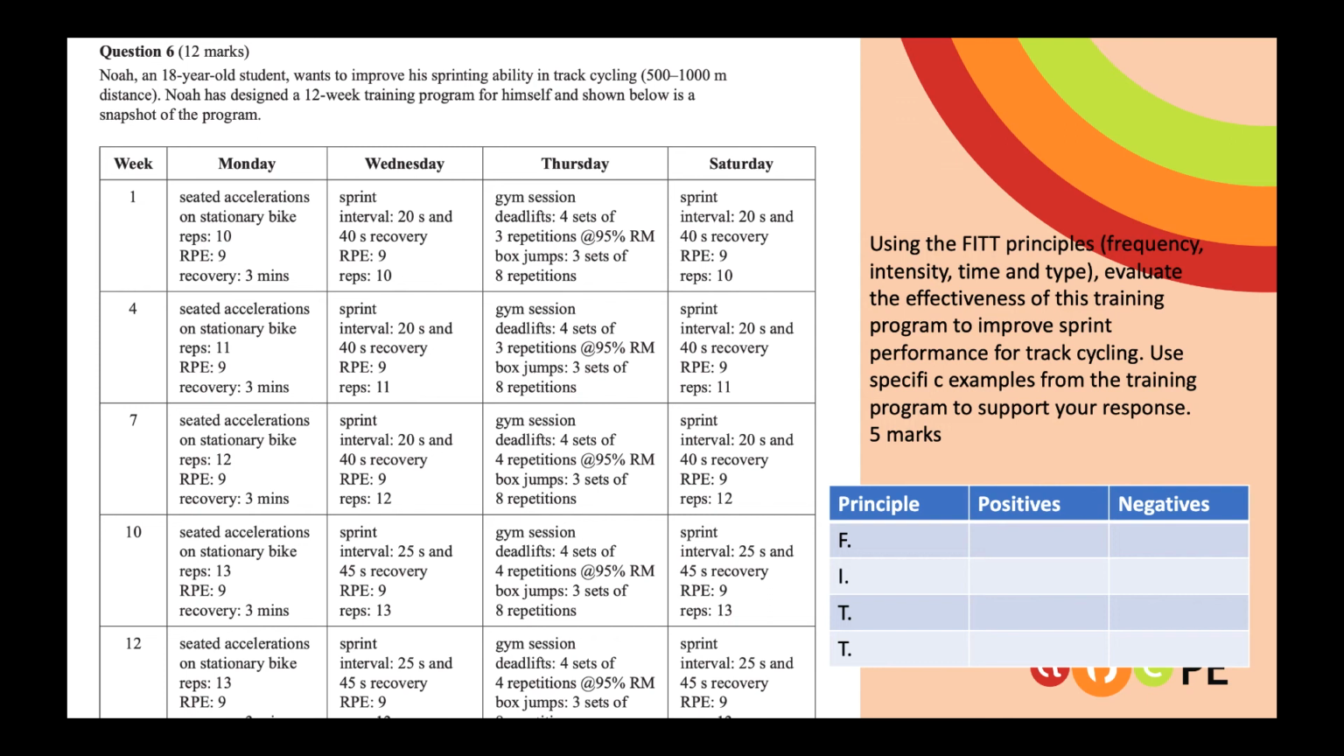Here is an example of a pretty difficult question from last year's exam. It was a 5-mark question where you had to use the FITT principle to evaluate how good this session is. How I tell my kids to do this is on the side of their paper, they should write FITT: frequency, intensity, time, type, and then have a positive or a negative column. Then they go through the training session and say, okay, frequency, let's tick this off. To improve, they need 3 sessions a week. So do they do that? In this case, there's 3 stationary bike or sprint interval sessions. So yes, that's a positive, you tick that off.